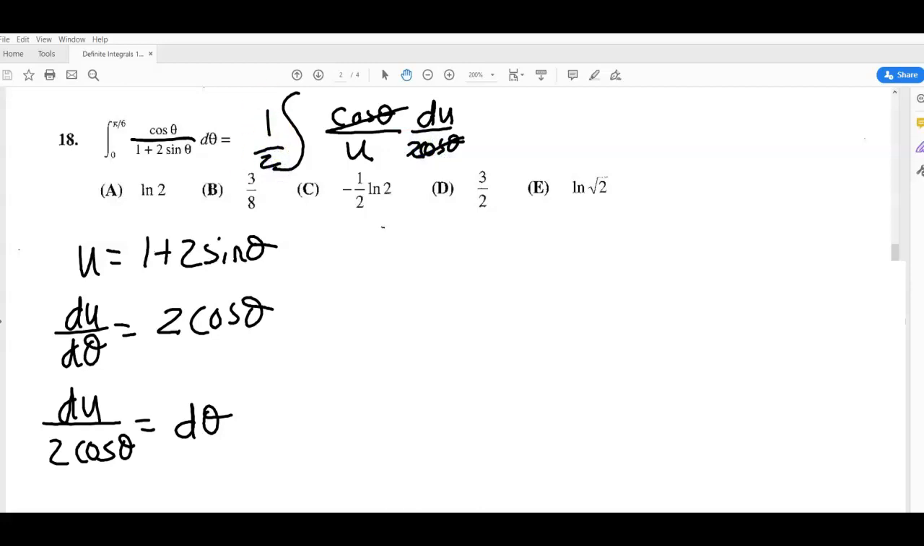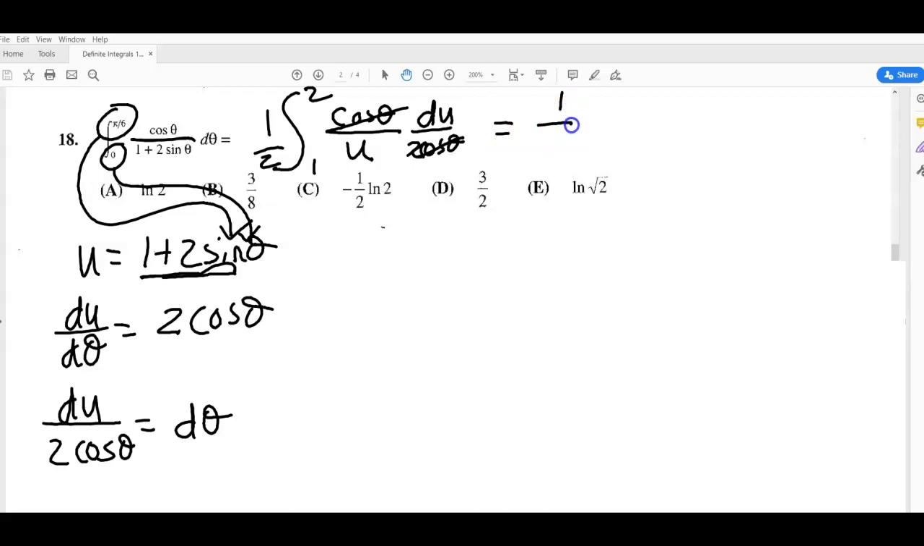And we also need to do something about our limits here. So I'm going to plug in 0. Sine of 0 is 0. So 1 plus 2 times 0 is going to be 1. And I'm also going to plug in pi over 6. Now, sine of pi over 6 is a half. So 1 plus 2 times a half is going to come out to be 2 in the end.